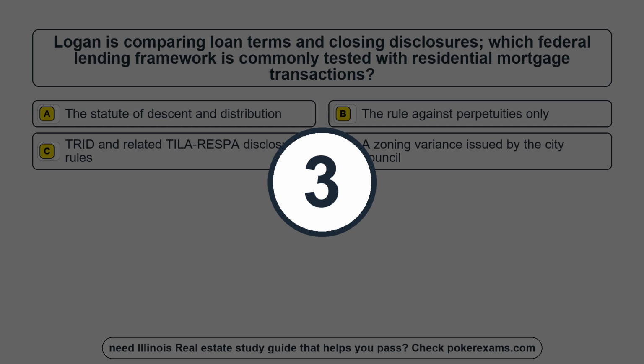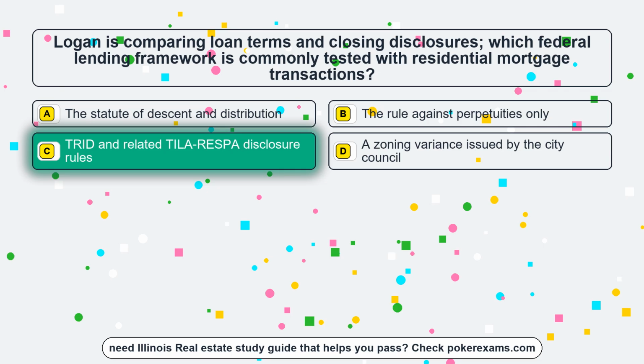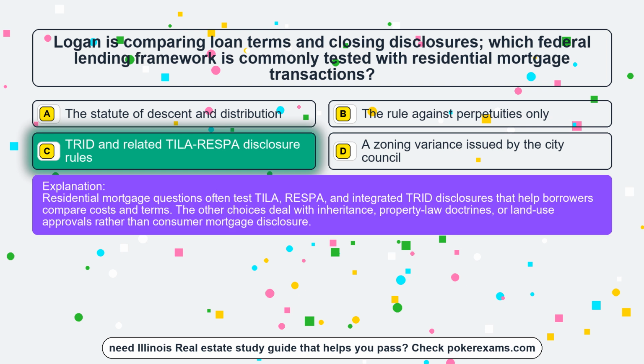The correct answer is option C, TRID and related TILA-RESPA disclosure rules. Residential mortgage questions often test TILA, RESPA, and integrated TRID disclosures that help borrowers compare costs and terms. The other choices deal with inheritance, property-law doctrines, or land-use approvals rather than consumer mortgage disclosure.